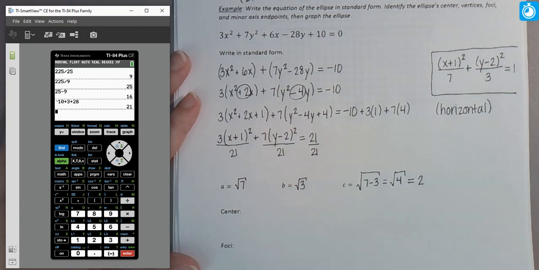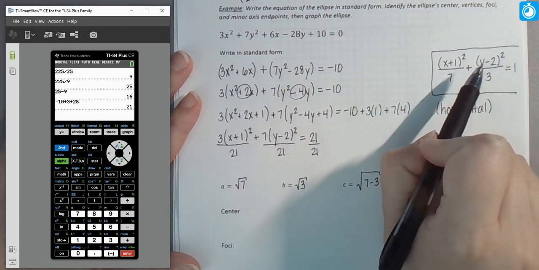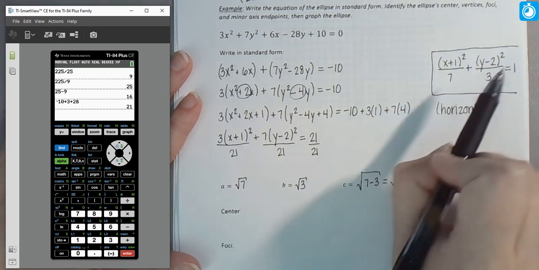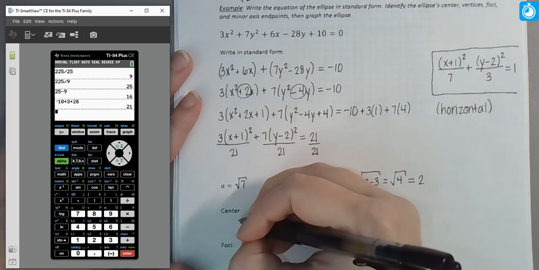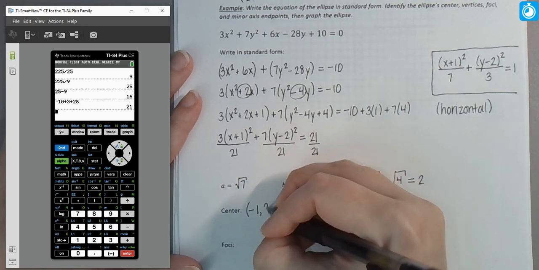So what is our center based on our standard form? Well, we have x plus a number, y minus a number. So that means the x coordinate is negative, we flip the sign, and the y coordinate is positive. So our center is going to be -1, 2.